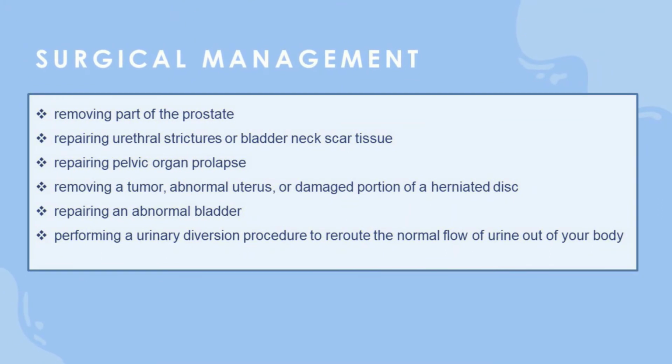The following are surgical managements: removing part of the prostate, repairing urethral strictures or bladder neck scar tissue, repairing pelvic organ prolapse, removing a tumor, abnormal uterus, or damaged portion of a herniated disc, repairing an abnormal bladder, performing a urinary diversion procedure to reroute the normal flow of urine out of your body.